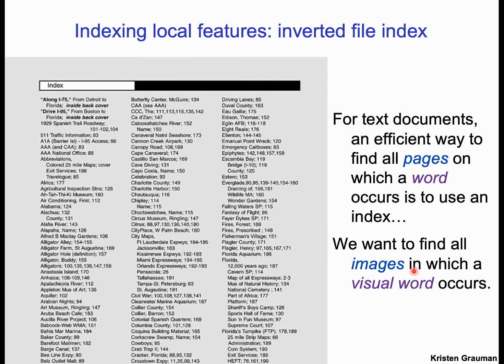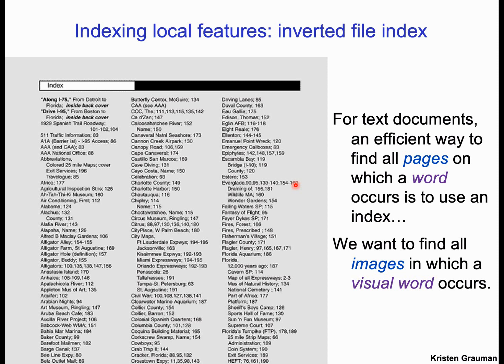The last thing that we have to use to get a very efficient system is indexing local features using an inverted file index. Now, if you have a book or any text document, a very efficient way to find all pages on which a word occurs is to use the index at the back. You can look at the word, for example, Everglade, and you see that this word is used on pages 90, 95, 139 to 140, 154, 160.